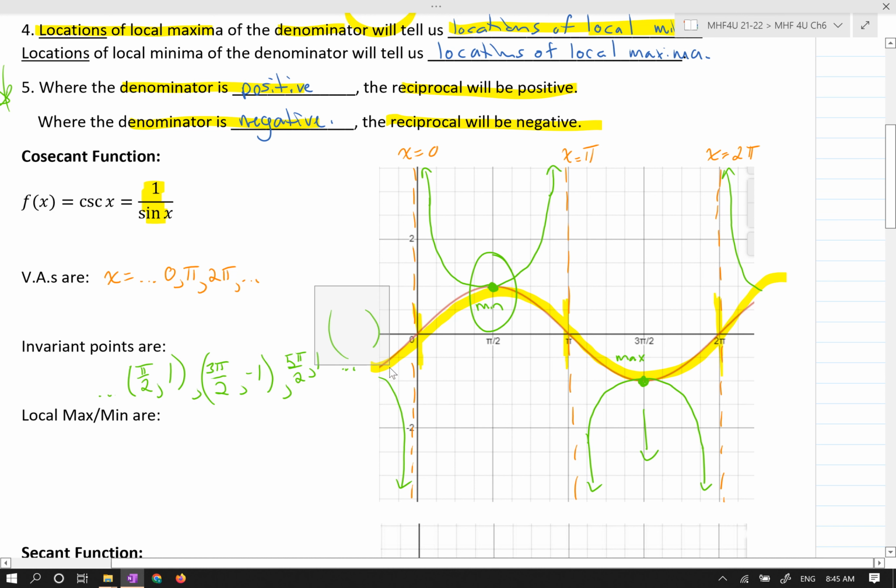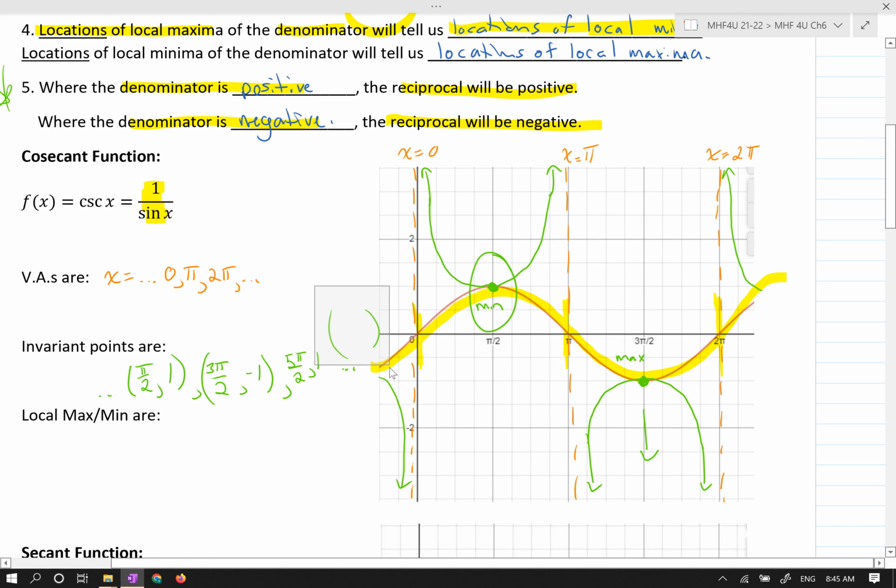Fantastic. So we're doing darn well so far. There we go. Our local maximums and minimums will occur at x is equal to pi over 2, 3 pi over 2, 5 pi over 2, etc., on forever in that direction and in the direction beforehand. Fantastic.